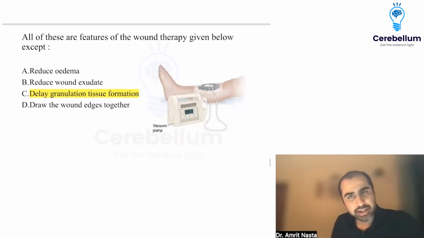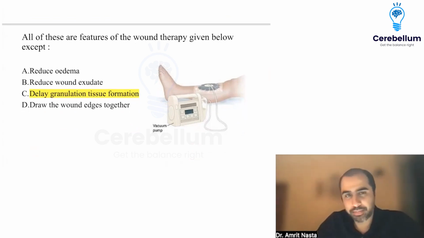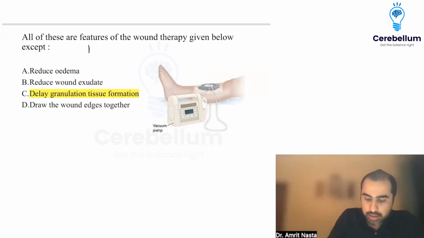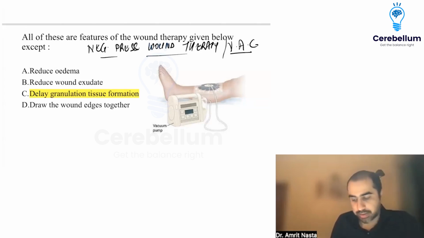What is this? We didn't discuss this before. What is this that you see? With syndromes, there are many syndromes linked with the omphalocele. Many of them are there. So this is called negative pressure wound therapy. Negative pressure wound therapy, also called VAC, vacuum assisted closure device.